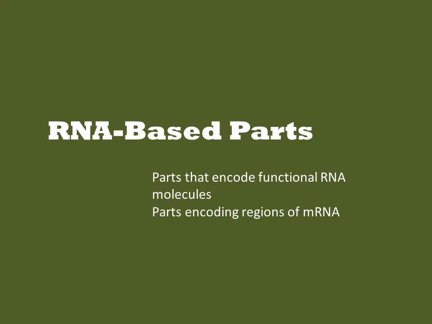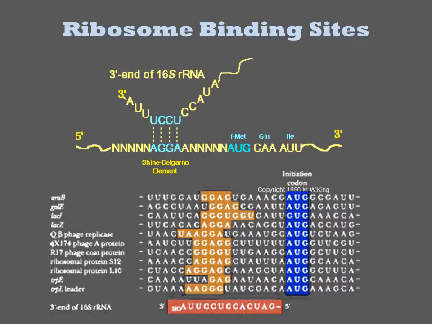RNA-based parts encode functional RNA molecules or useful regions of a larger mRNA molecule that encodes a protein. Ribosome binding sites are RNA sequences that bind to the 16S rRNA and cause the initiation of translation. The ribosome binding site has two regions, one that binds the 16S and another that is the first AUG codon or start codon of the protein.